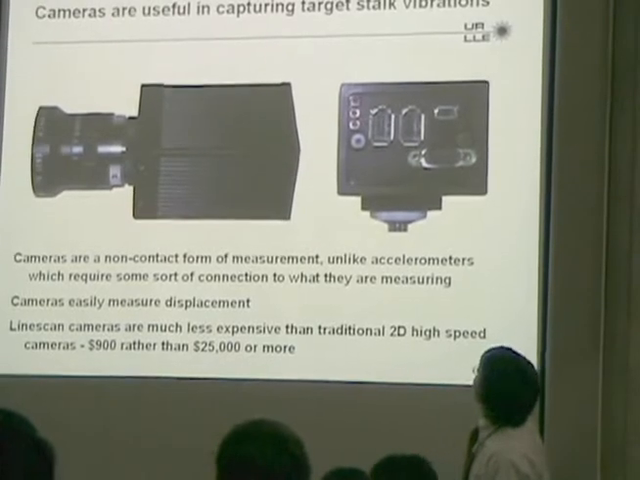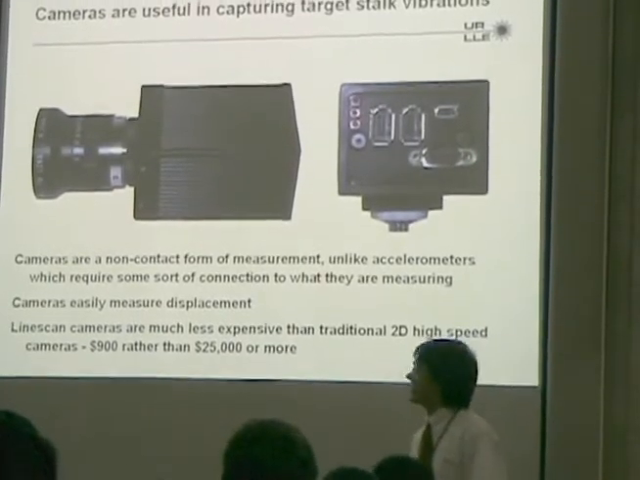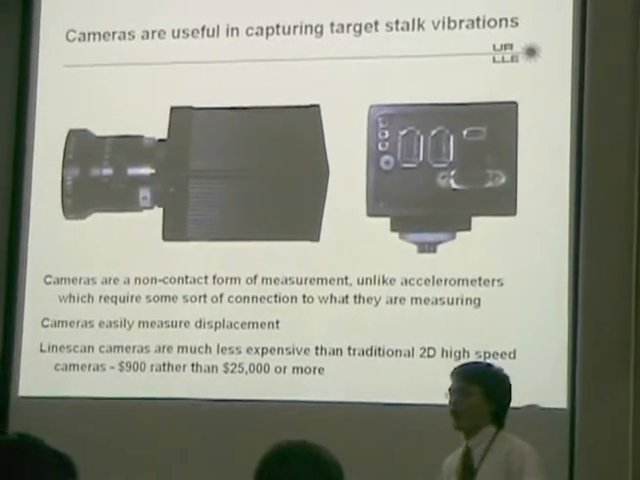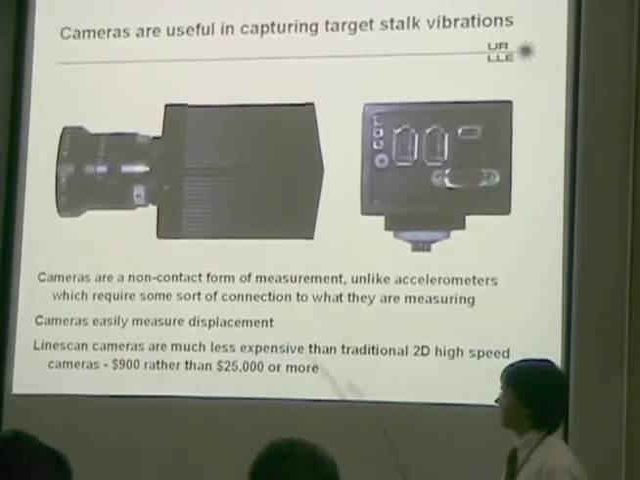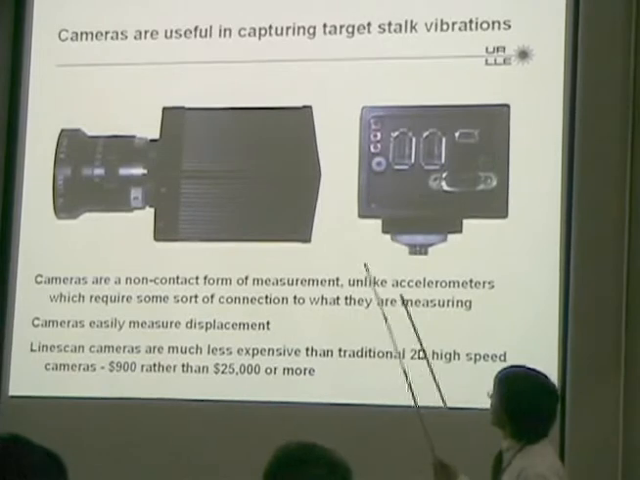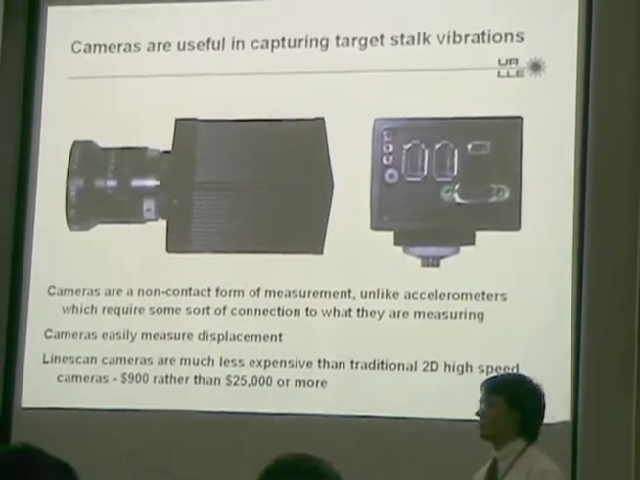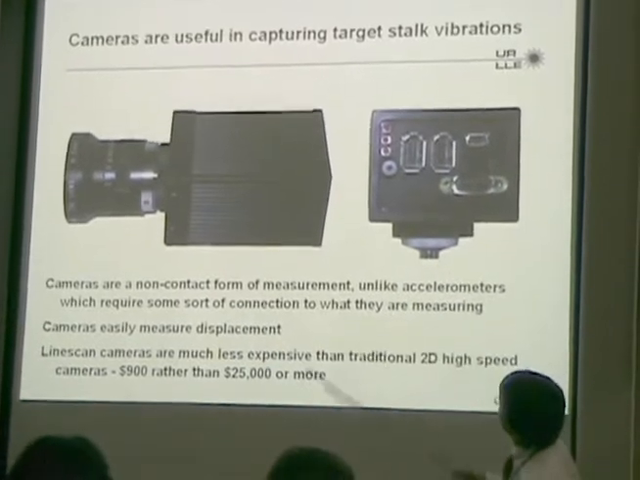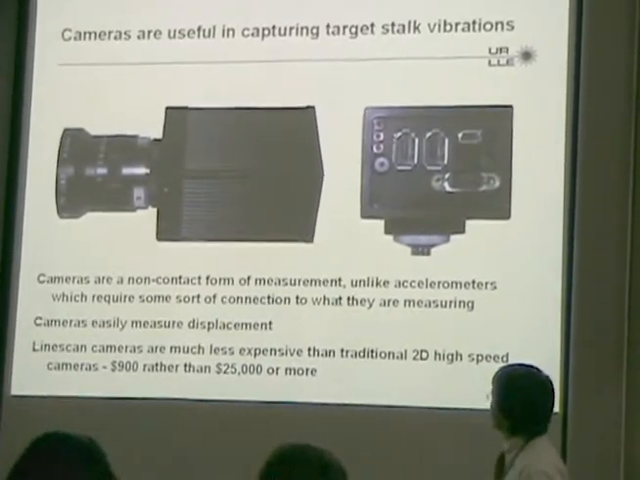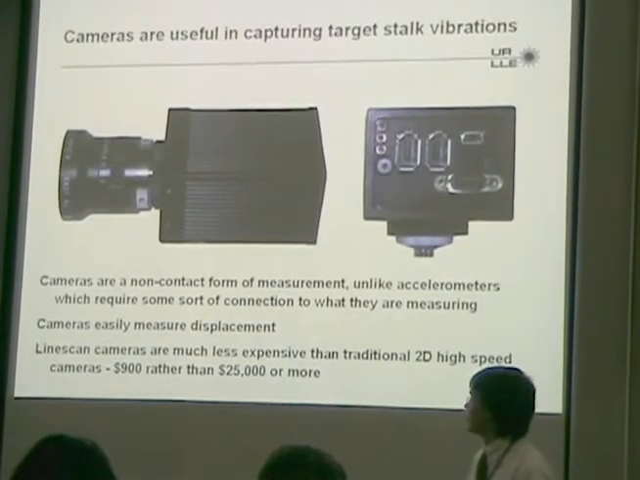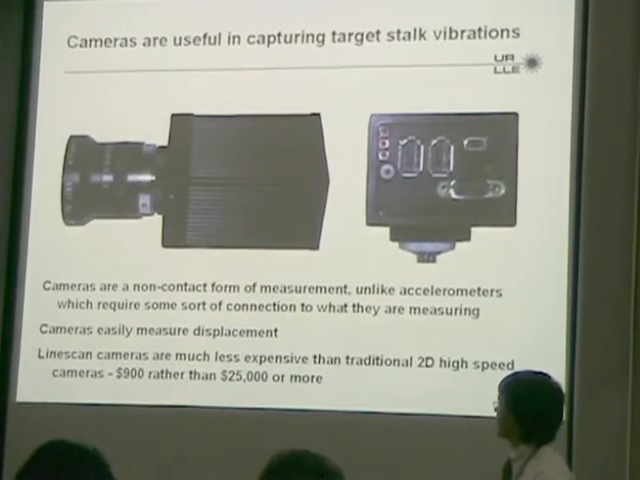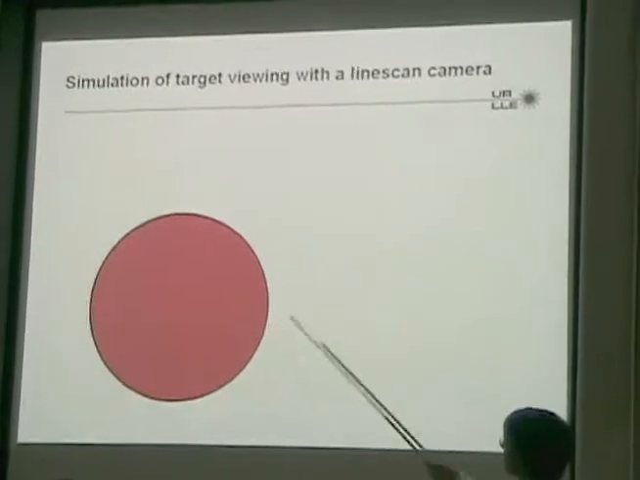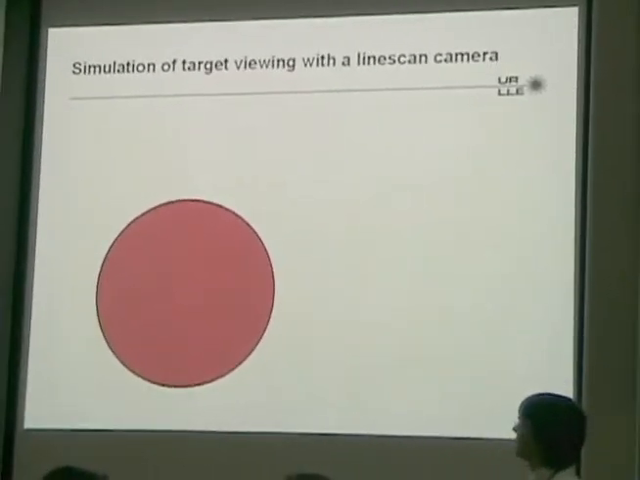So cameras are useful in capturing these target stalk vibrations because they are non-contact forms of measurement, unlike accelerometers, which require contact with the target because they measure accelerations based on contact. Cameras also easily measure the displacement of the target, which is what we are concerned about. And line scan cameras, with one shown here, are much less expensive than traditional 2-dimensional cameras because they're $900 rather than $25,000.